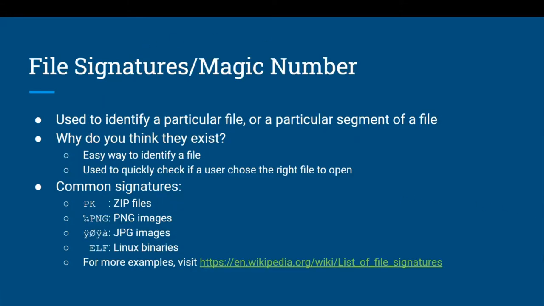And file signatures, like I mentioned, these are just some examples of different signatures that would be associated with the file extension, especially if you open it up in a hex editor. So PKs for zip files, PNG, etc. And you can access the whole list through the slideshow.